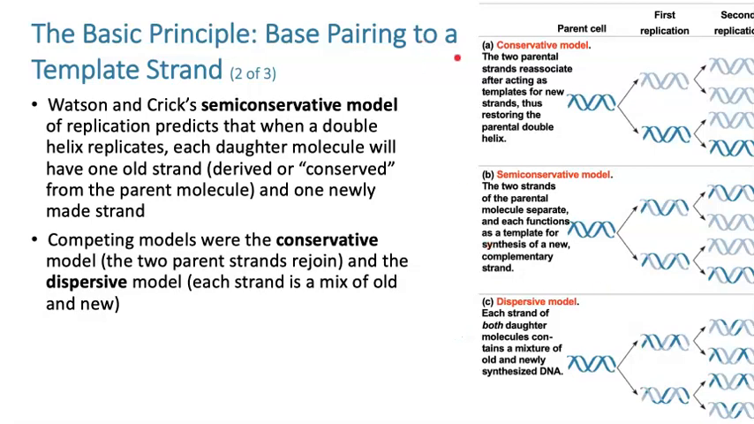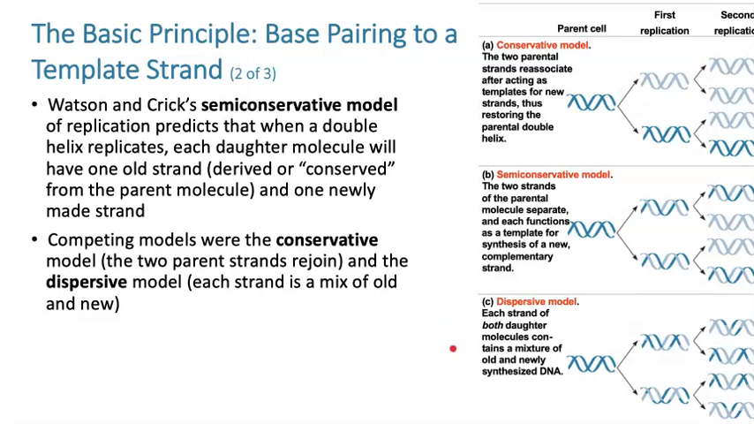So there was the conservative model, and the conservative model went like this. You've got these two parental strands, right? And they might break apart to serve as a template, but then they reassociate with each other. So the parental strands are always staying together, and they make daughter strands, but the daughter strands stay together. And that happens over and over again. So somehow they would disassociate and reassociate. This was a valid hypothesis that was going around at the time.